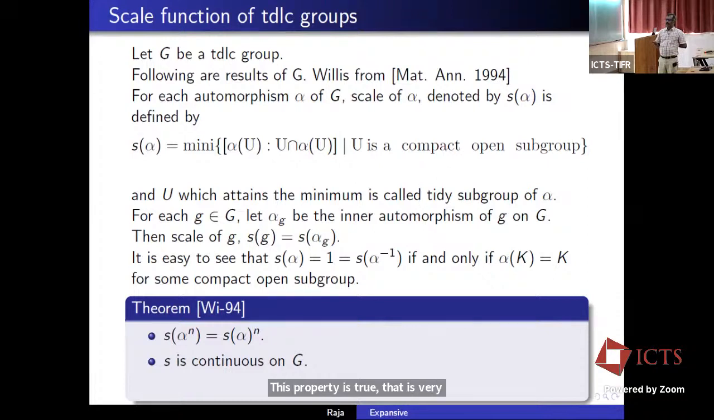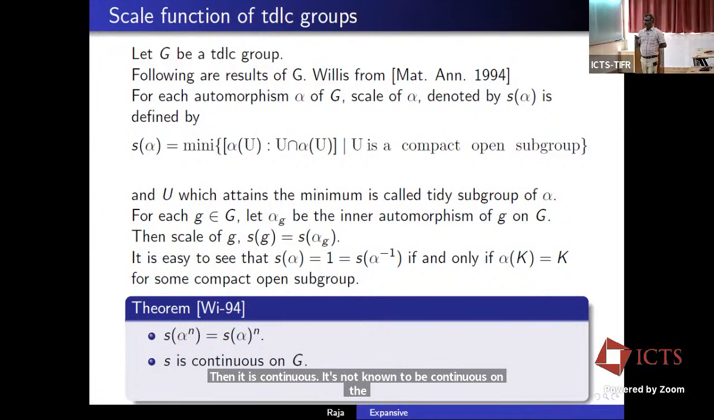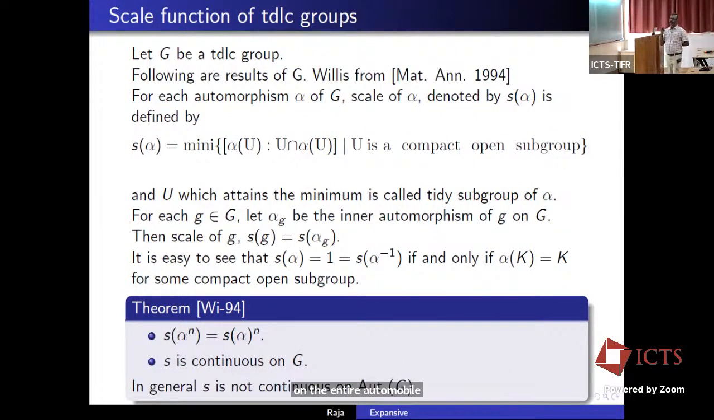Then we have that S is continuous on the group. If you restrict the scale only to the inner automorphisms, then it is continuous. It's not known to be continuous on the entire automorphism group. In fact, it's an open question to find a topology on the automorphism group so that S, the scale, is continuous. The regular compact open topology, or the modified version of the compact open topology called the Braconnier topology, both don't work. So S being continuous on G is another crucial property that we'll be using.